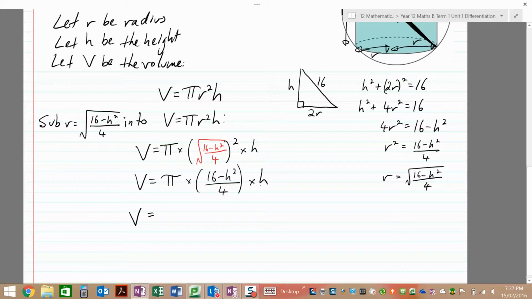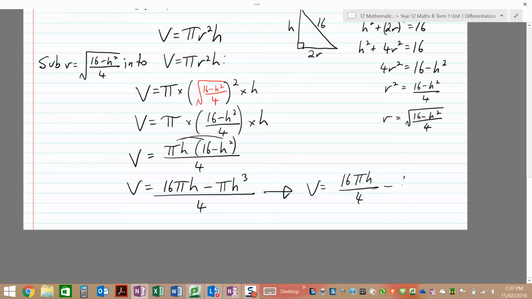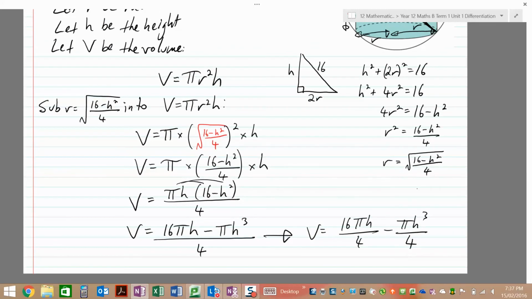So I'm timesing by pi and timesing by h, so pi h times 16 minus h squared all over 4, and I'll just do this expansion on the top line. So 16 pi h minus pi h cubed all over 4. And then from here we can split this into two individual terms so that we can differentiate. So 16 pi h all over 4 minus pi h cubed over 4. Okay, differentiate that. Find the height that gives you the maximum volume, and then you can use this formula to find the radius that will give you the maximum volume.